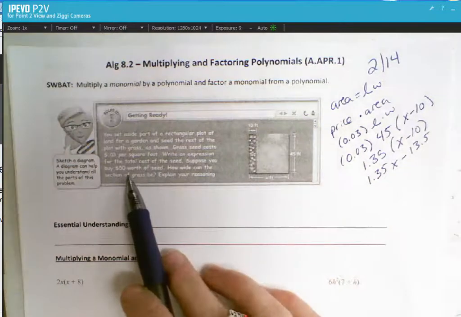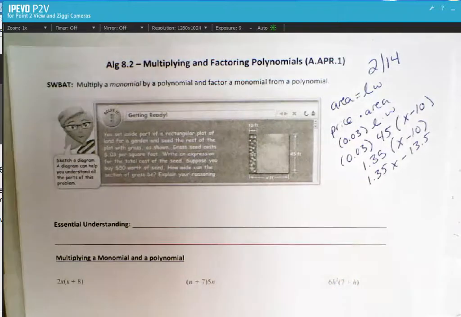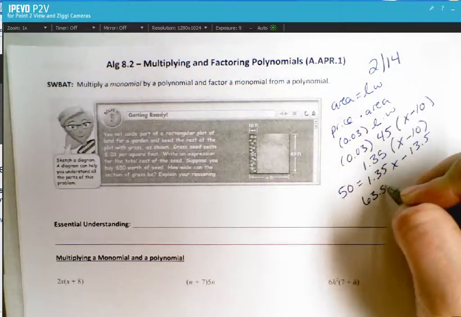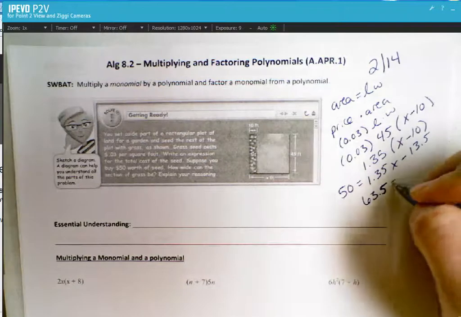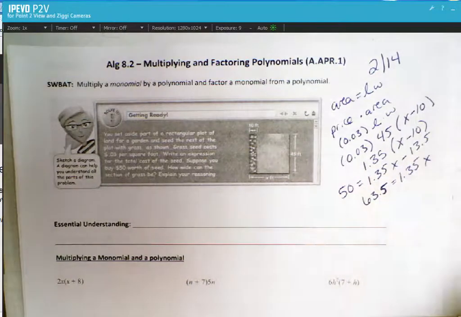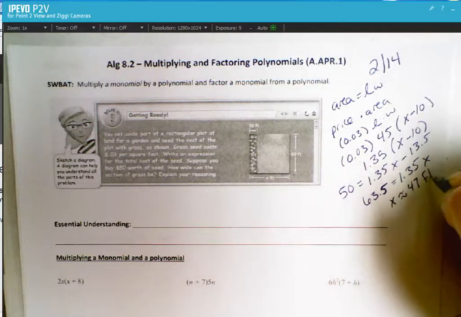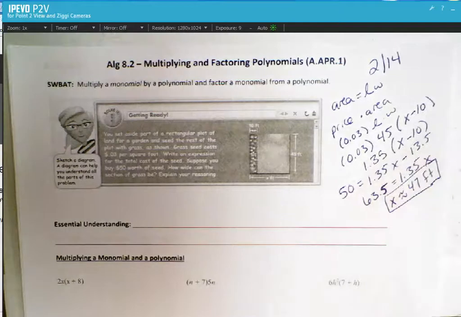Well, it tells us, hey, I got $50 worth of seed that I can buy, and I want to know how wide I can make this garden with my $50. So I know my $50 needs to equal whatever that stuff is. Once I solve for x, I'll know how wide my garden is. So I do some math. I add 13.5 to this side, and I get 63.5 is equal to 1.35x. We divide both sides by 1.35 and we find out that x is approximately 47 feet. So that is how wide of a garden we can plant our seed on.